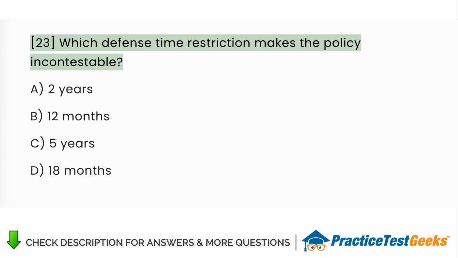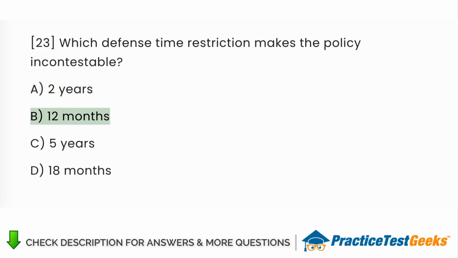Which defense time restriction makes the policy incontestable? A. 2 years. B. 12 months. C. 5 years. D. 18 months.